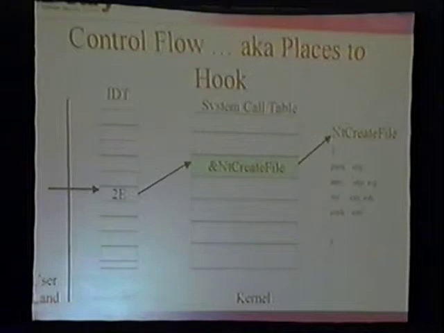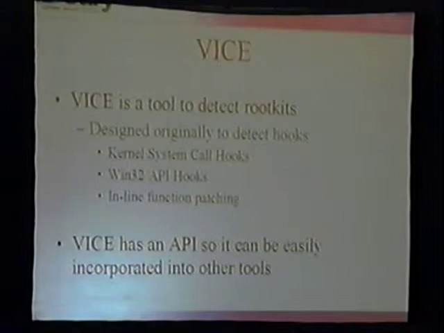So, VICE is a tool that will try to detect hooks. We say it detects rootkits, but they're only part of the things that hook. There's legitimate hooking that's done by Microsoft themselves to redirect execution. A lot of your personal firewalls and other HIPS products will hook. So just because it detects a hook, it may not be a rootkit.